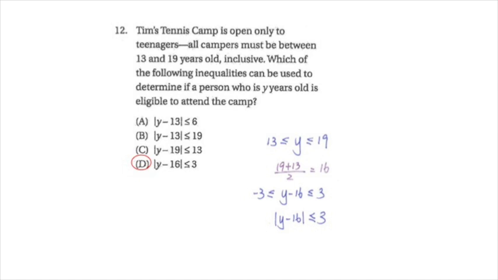So in this case, we find out the average of 13 and 19, which is 16, and we subtract 16 from everything in this inequality, then we have Y minus 16 is between negative 3 and 3. So in that case, we can further simplify and say the absolute value of y minus 16 is smaller or equal to 3, which matches option D.